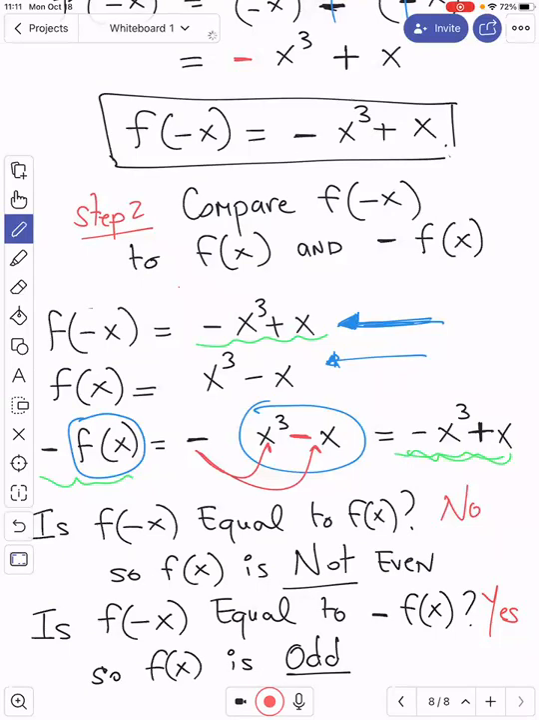Professor, I have a question, please. If we don't want to do all these steps, by just looking at it, could we tell if f of x is even or odd, like from the exponent?